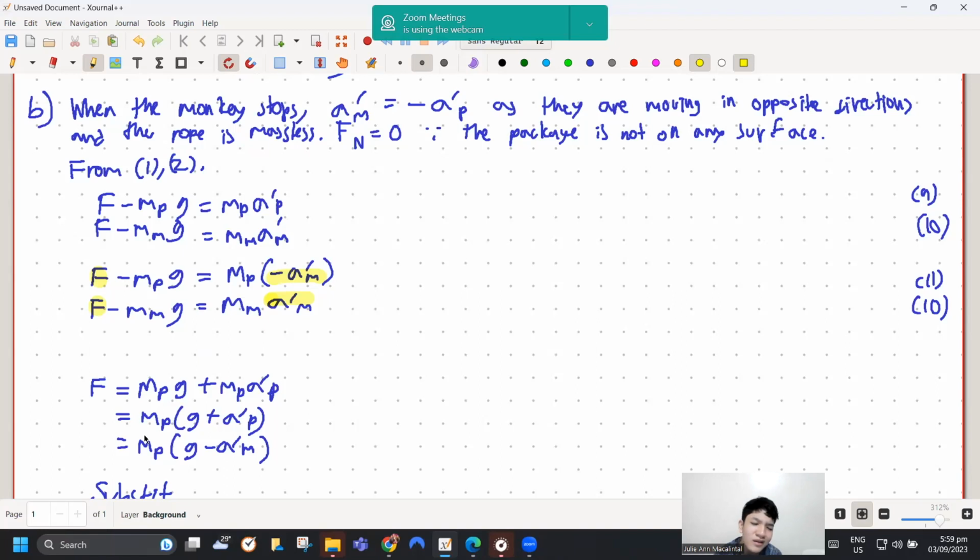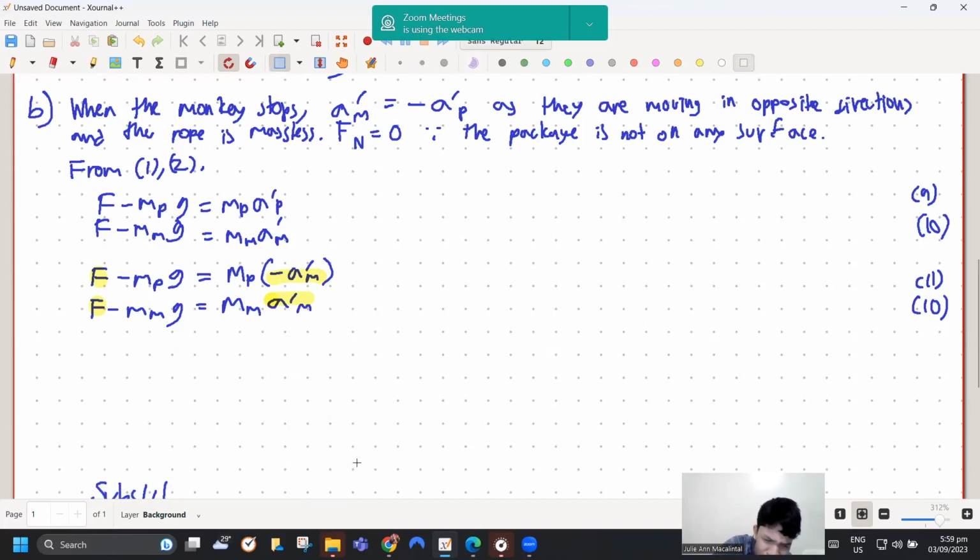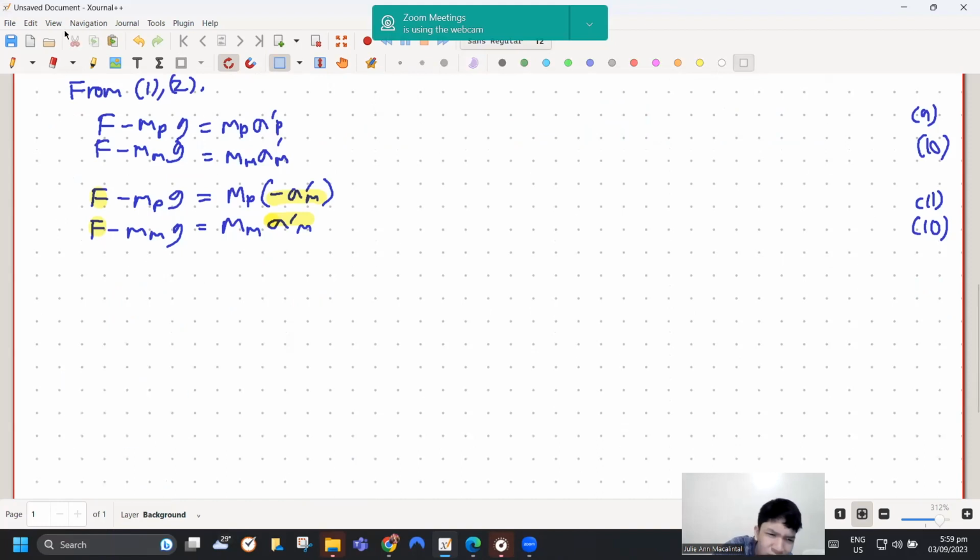So, for example, F plus A prime M times M sub P ayun equal nga to M sub P G. Pwede nga po i-isolate. So, rearrange mo lang siya in standard linear system form. Minus M sub P A prime M is equal to M sub P G. Ayun. Tapos do the same thing para sa isa.